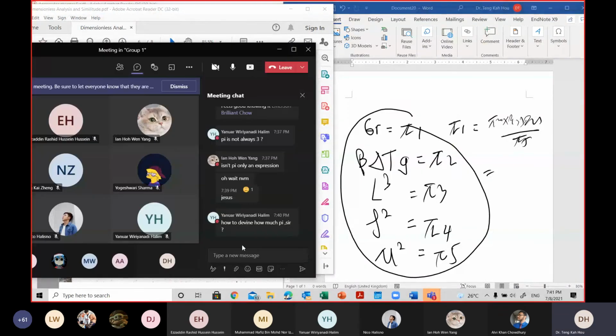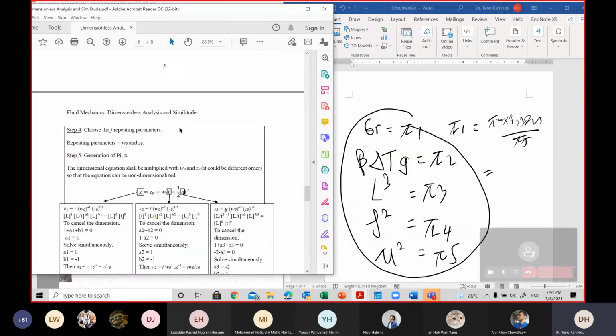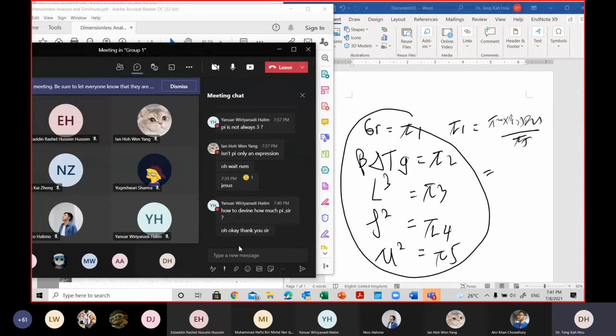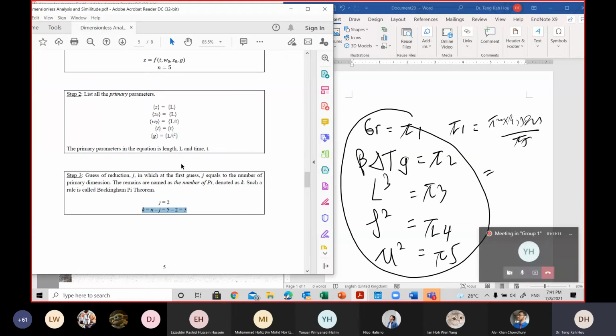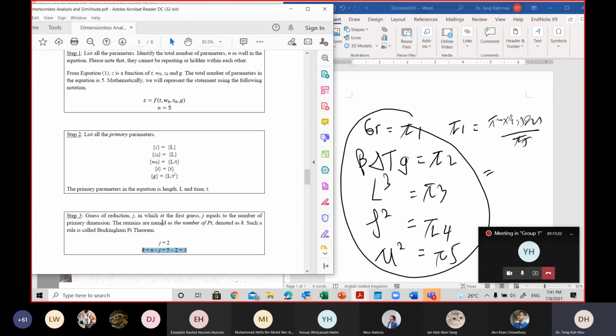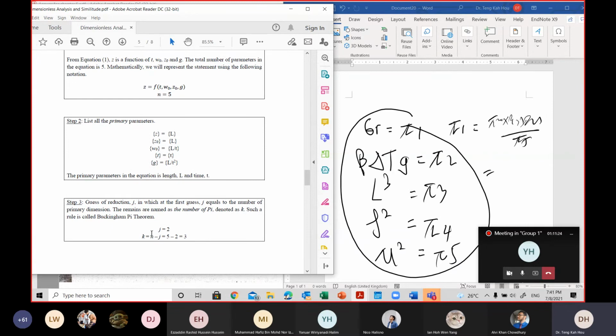How to divide how much pi? I mentioned that, right? How to divide how much pi is based on your step 3. Using your n minus j, you should know how many pi I need to write. Can you recall that? So that's why these are key things. Get yourself familiar with these steps. If you get it, believe me, no matter what kind of question it is, you can solve it. Of course, subject to not making mistakes in all these simple maths.